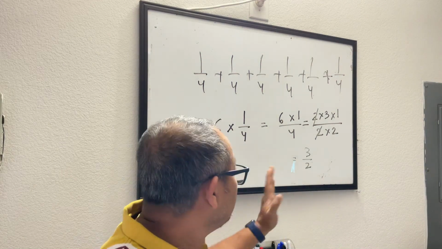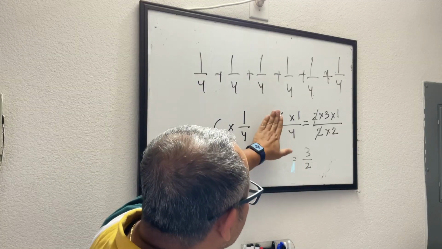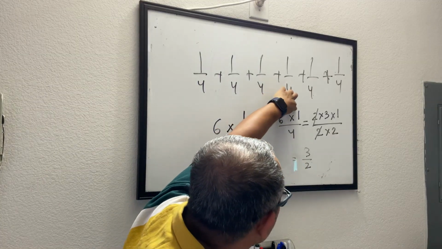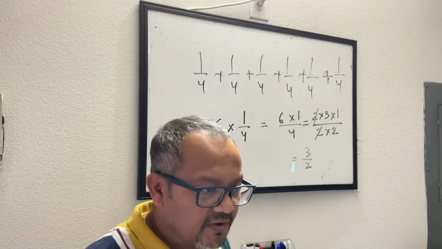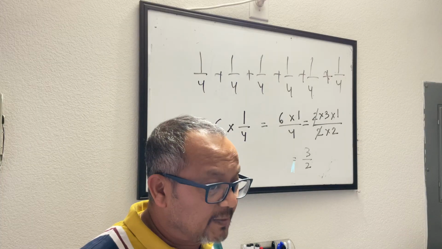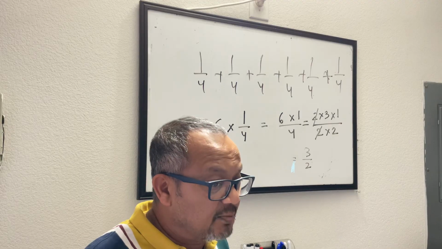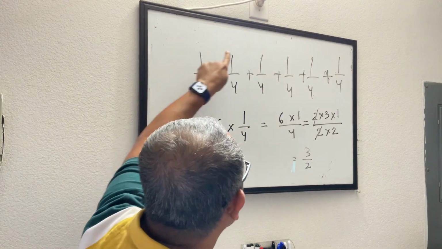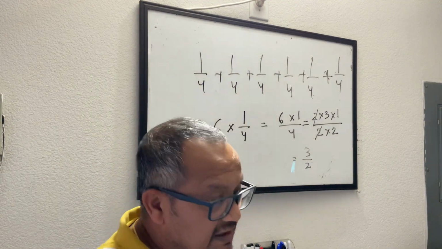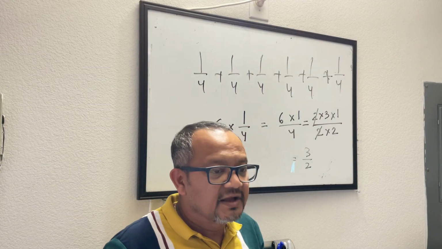This is the value we got. Or you can stop here also, saying 6 into 1 is 6, 6 by 4. That is also fine. Is this part okay so far? Yes, sir. So Mandeep, to your point, you were saying that you were adding the numerators and you were adding the denominators. That is not the way we add fractions, okay?